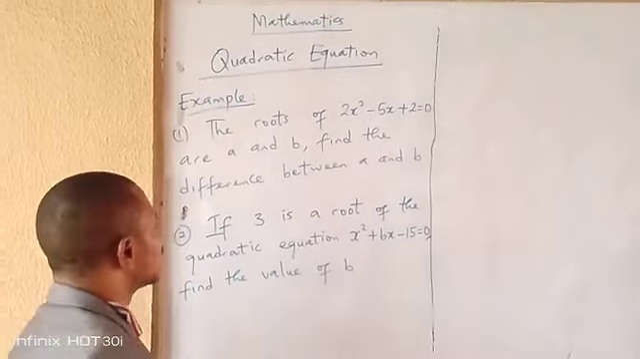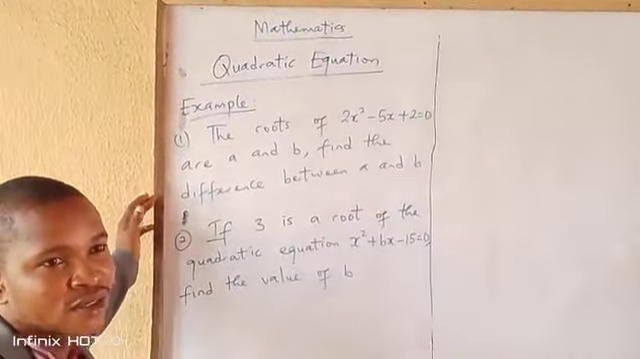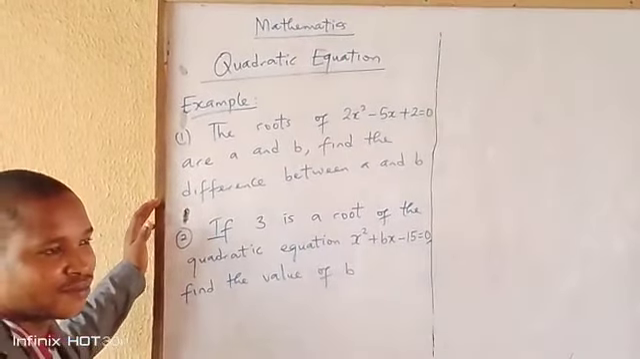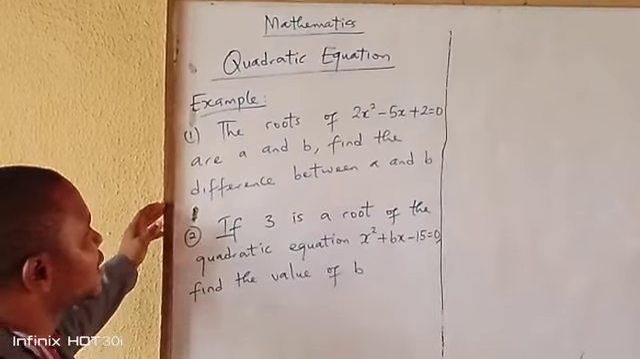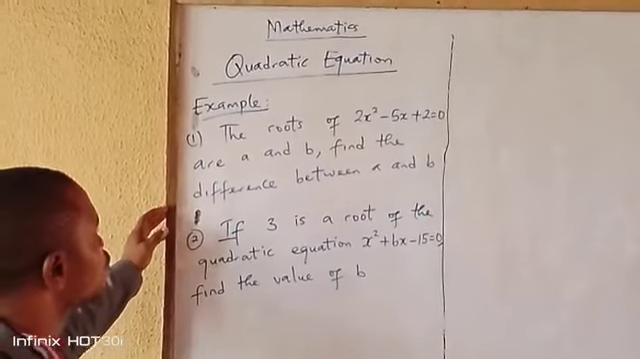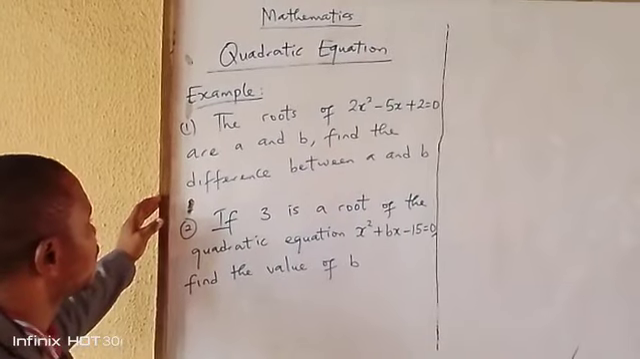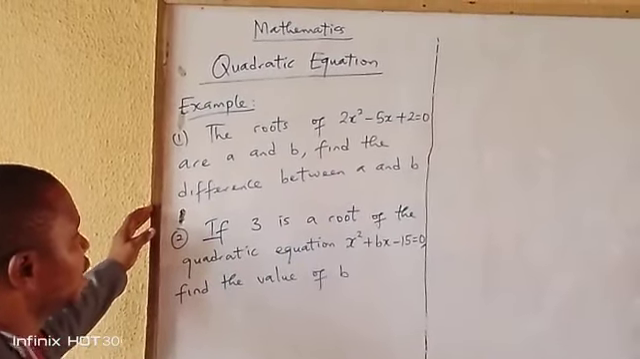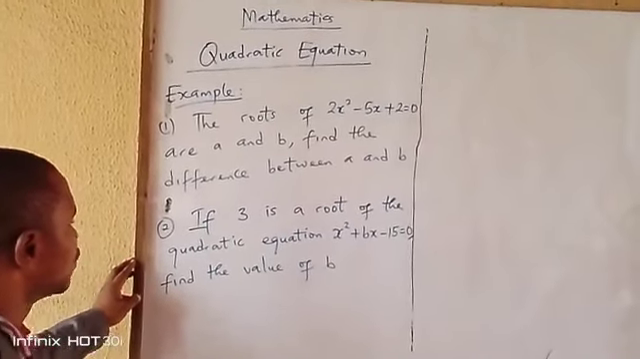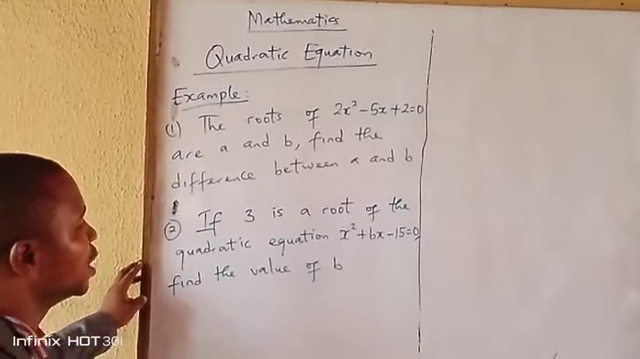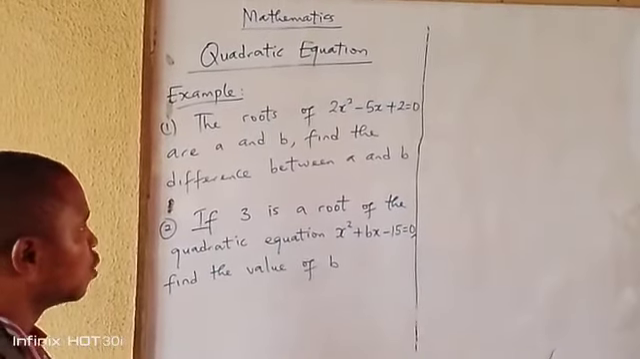Today we just want to solve these two questions. These are past questions in WAEC. The first question: the roots of 2x squared minus 5x plus 2 equals 0 are A and B. Find the difference between A and B. Then the second question says, if 3 is a root of the quadratic equation x squared plus bx minus 15 equals 0, find the value of b.